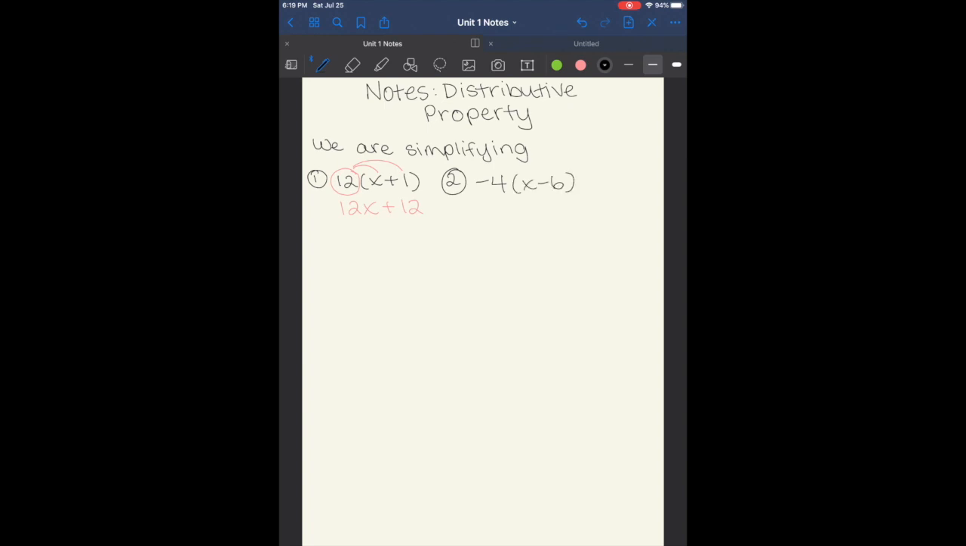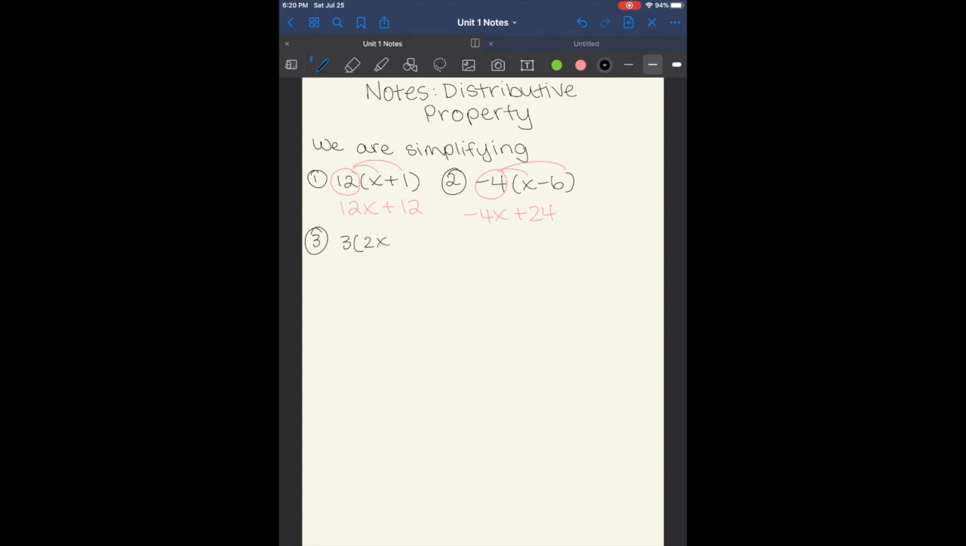For number 2, we have negative 4 times x minus 6. We're going to take that negative 4 and distribute it to the x and the negative 6. Remember, the whole negative 4 goes. So that makes it negative 4x plus 24 because it was a negative times a negative.